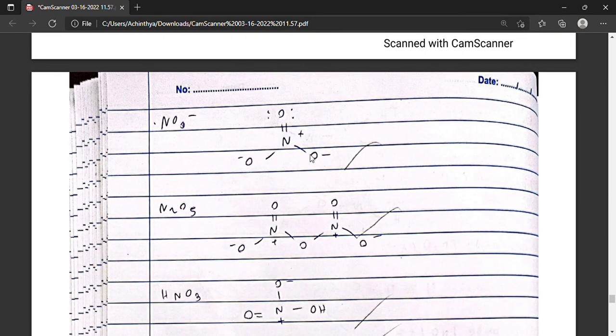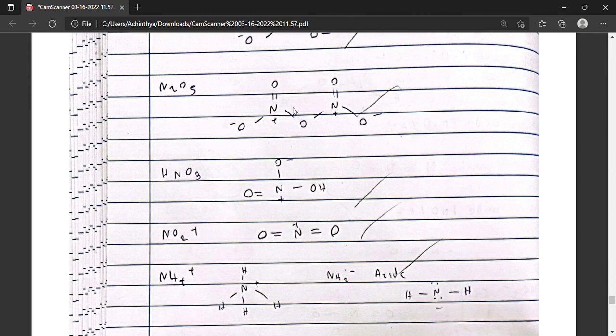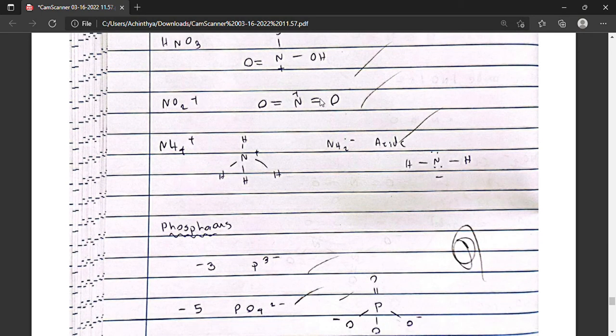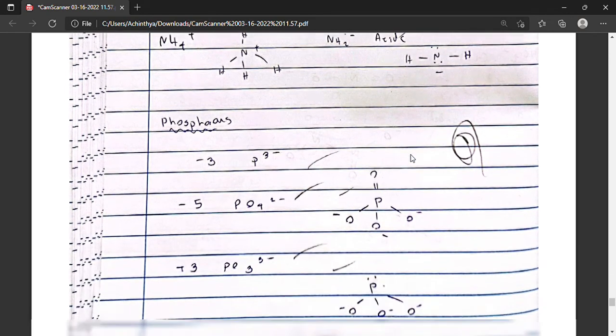This is what NO3 minus looks like. This is what N2O5 looks like. This is what nitric acid looks like. This is what NO2 plus looks like. This is what the ammonium ion looks like. This is what the amine ion looks like. And yeah, that's the chemistry of nitrogen.